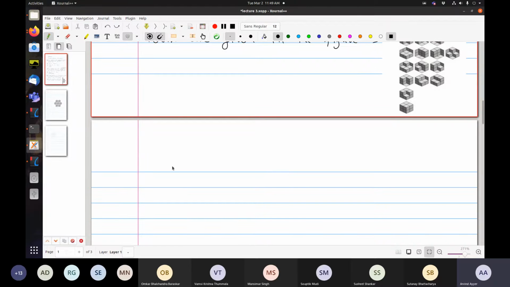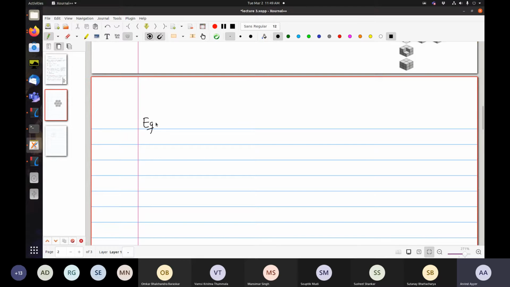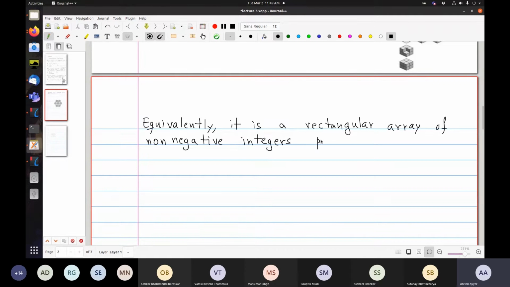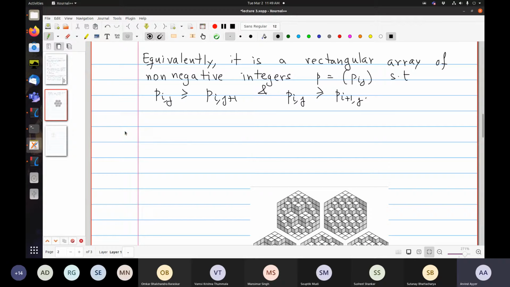I'll give you an equivalent definition. So equivalently, it is a rectangular array of non-negative integers P, which is P_ij, such that P_ij is greater than or equal to P_i,j+1, and P_ij is greater than or equal to P_i+1,j. Okay? So, okay, this figure I will need later. I'll push it down.